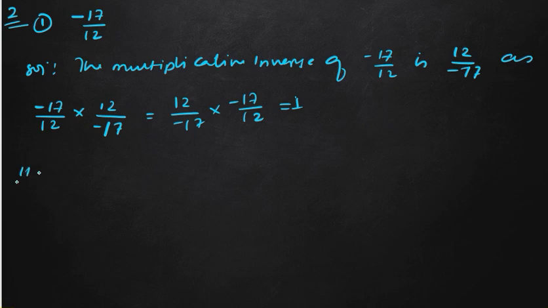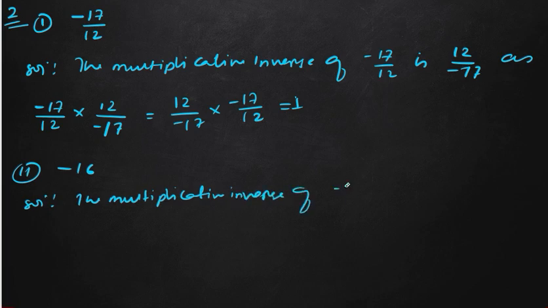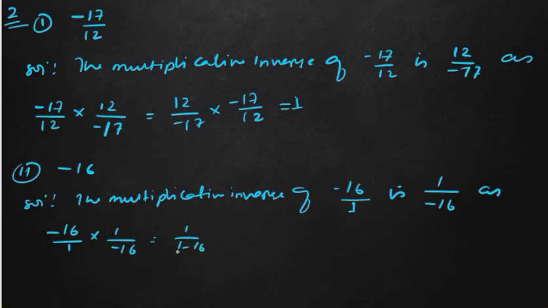So in question number 2, minus 16, okay, how to write the multiplicative inverse of minus 16? Minus 16 has no denominator, so the denominator will be 1, so it is 1 by minus 16. Why? As minus 16 by 1 into 1 by minus 16, or 1 by minus 16 into minus 16 by 1, both give us the answer 1.